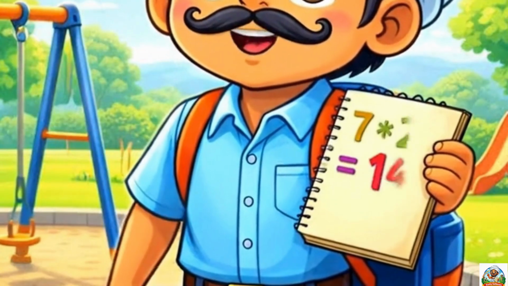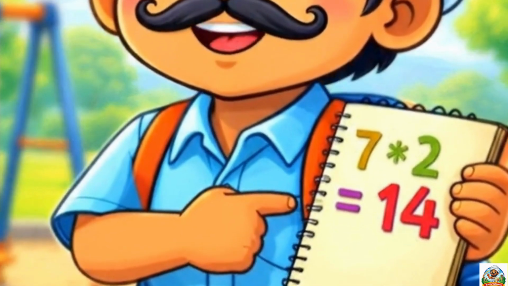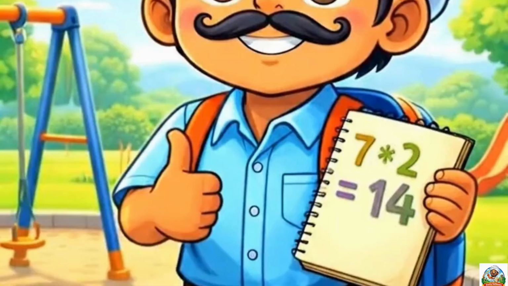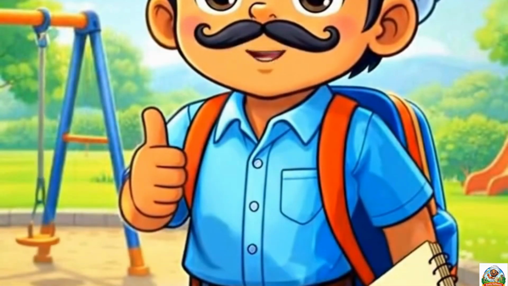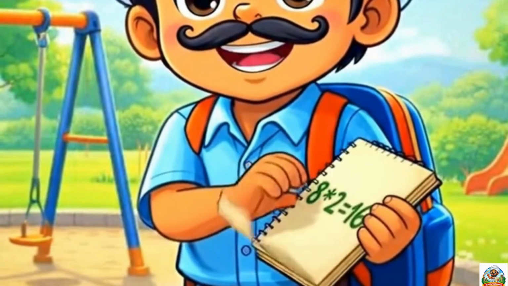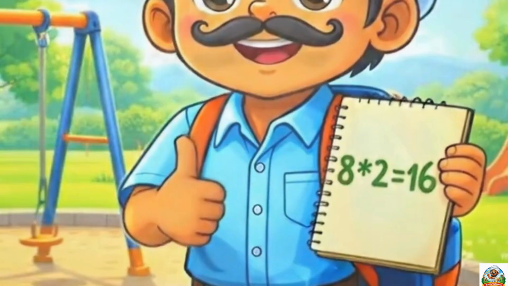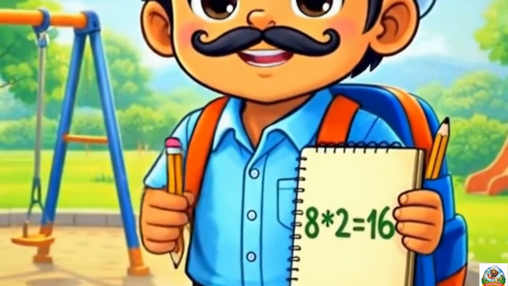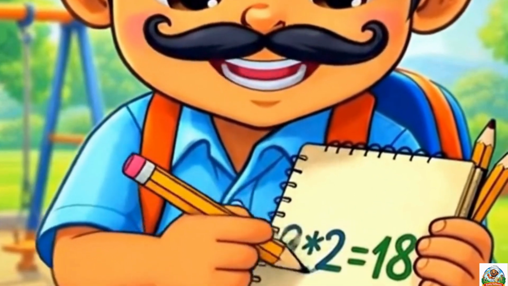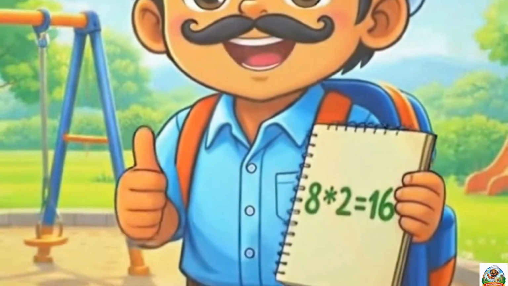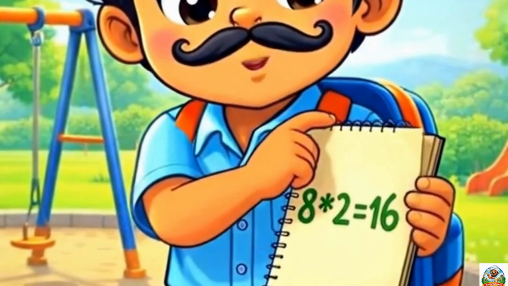7 times 2 equals 14. 8 times 2 equals 16. 9 multiplied by 2 equals 18. 10 times 2 equals 20.